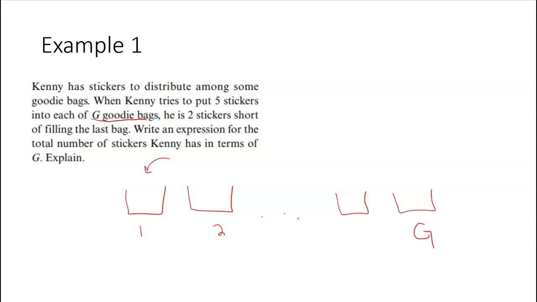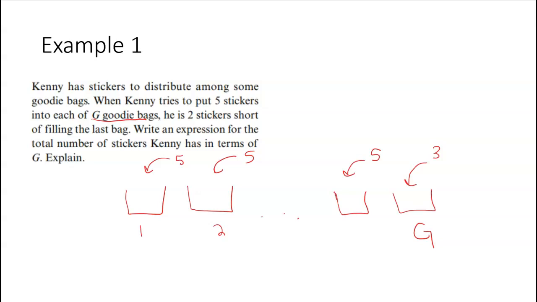So he's putting 5 into this bag. He's putting 5 into this bag. He's putting 5 in all of these up until when he gets to the last one, he's 2 stickers short. So what's 2 less than 5? How many would he have for that last one? 3.